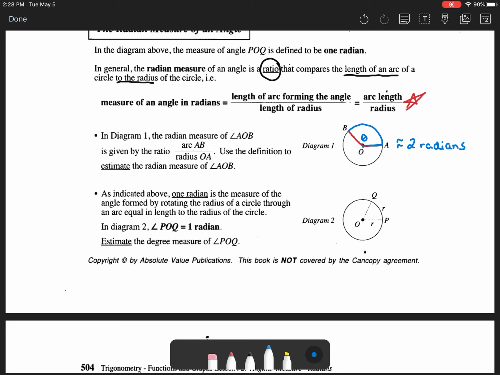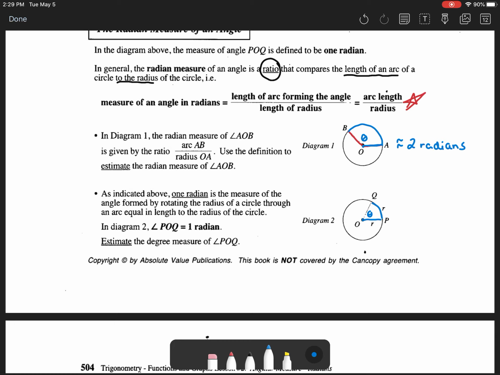Next point. As indicated above, 1 radian is the measure of the angle formed by rotating the radius of the circle through an arc equal in length to the radius of the circle. So again, that sounds confusing, but really what they're talking about is this: whenever I have an arc length that is the same as the radius, the angle that is created there is 1 radian, because whatever the radius is, the arc length is the same value.